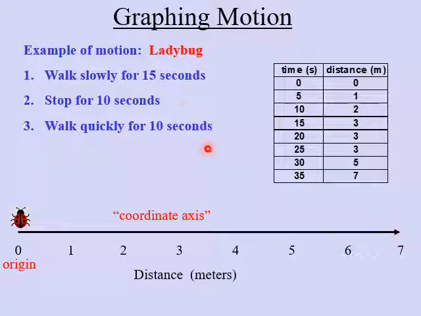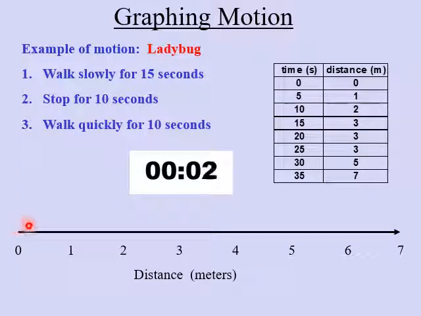So what we're going to have our ladybug do is she's going to walk slowly for 15 seconds. And then she's going to stop for 10 seconds. And then after that rest, she's going to walk quickly for another 10 seconds. And we are going to basically collect some data here as she does this motion, which we're going to graph. So let's get started here.